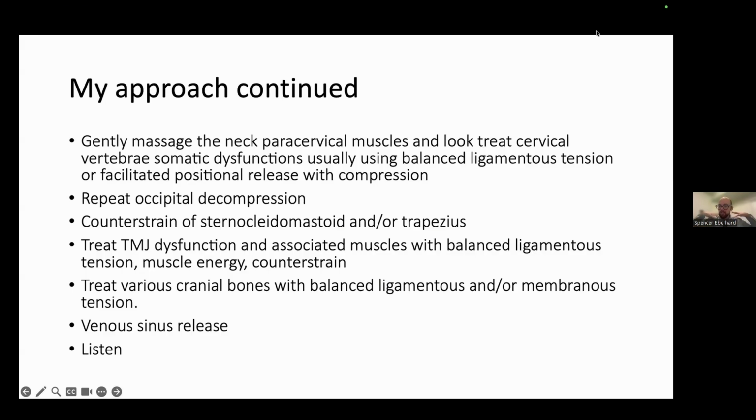Then I might focus on some muscles, like in the shoulders and stuff like that. And for a lot of those, I like to use a technique called counterstrain. This is an indirect treatment where I take the muscle and try to shorten it by changing the position of it.